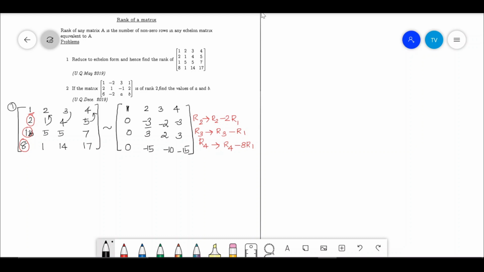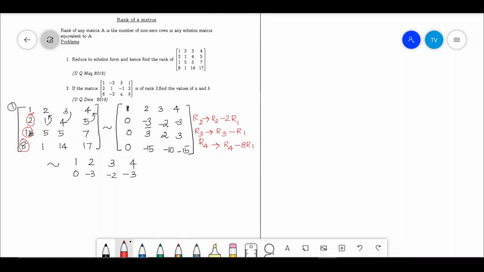So up to the second row, everything is fine. Now let us transform this again so that it is converted to echelon form. So we don't have to do anything with the first row. 1, 2, 3, 4 has no change. The second row also needs no change because 0, minus 3, minus 2, minus 3 is perfectly fine. Now we need to change the third row and the fourth row.